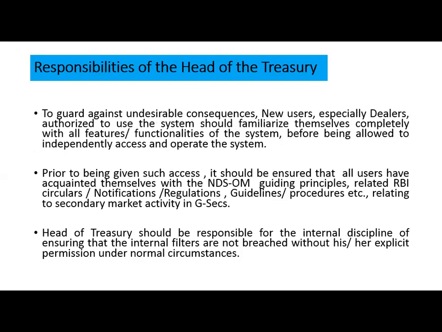To guard against undesirable consequences, new users, especially dealers authorized to use the system, should familiarize themselves completely with all features and functionalities of the system before being allowed to independently access and operate it. Since the securities are in high volume, a little incompetency of the dealer may lead to huge losses. Prior to being given such access, it should be ensured that all users have acquainted themselves with the NDSOM guiding principles, related RBI circulars, notifications, regulations, guidelines, and procedures relating to the secondary market activities in GSEC.